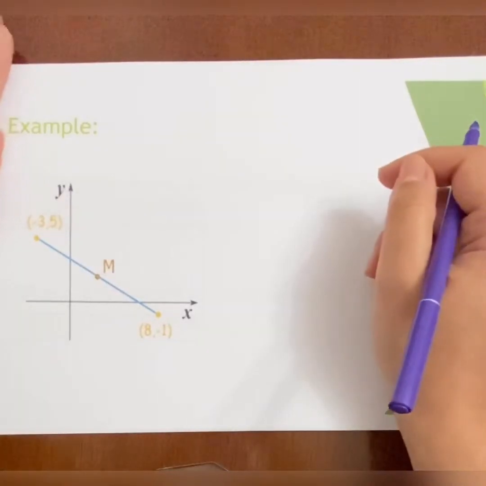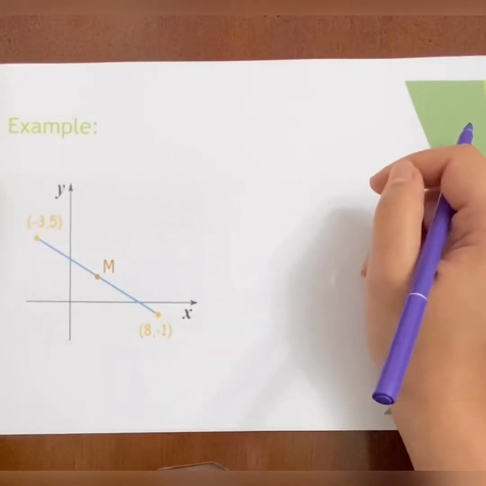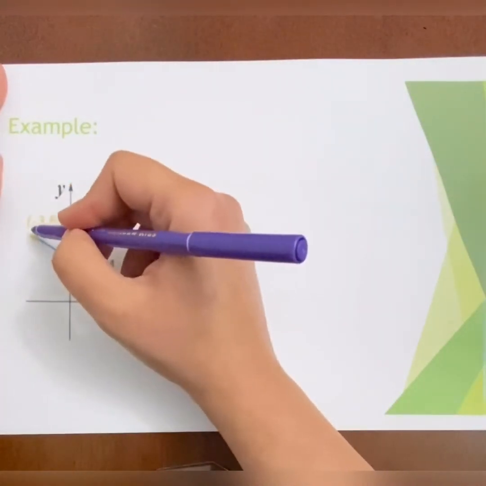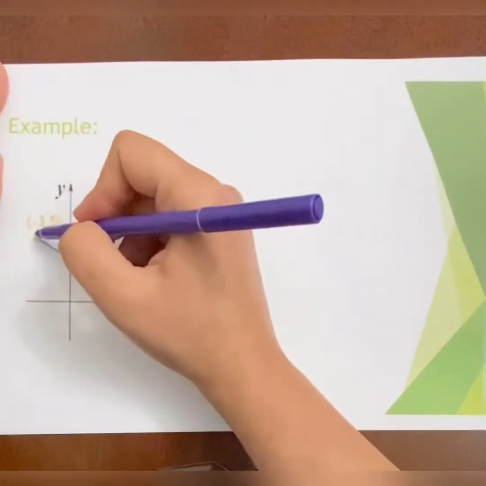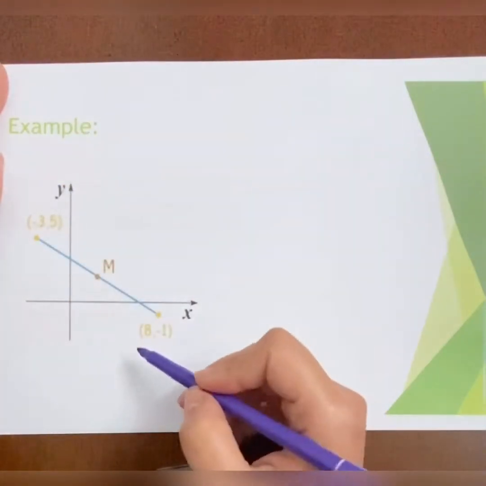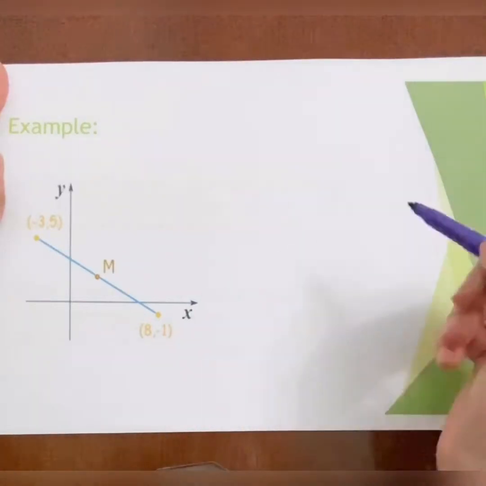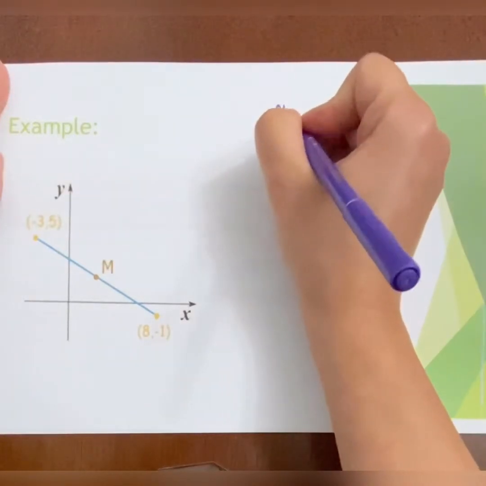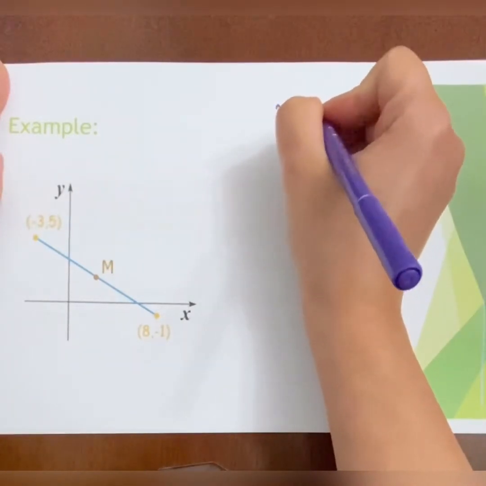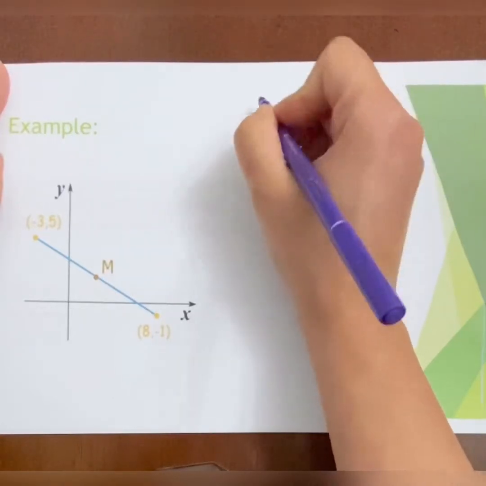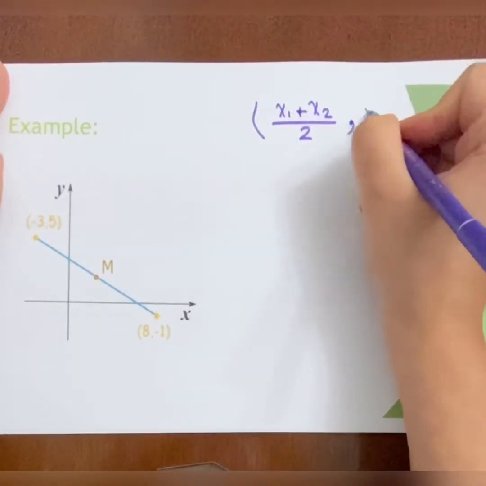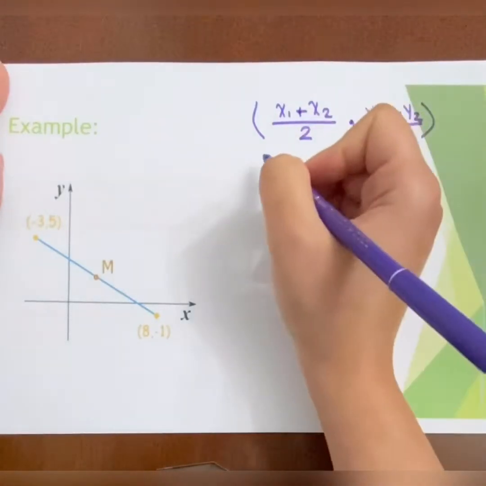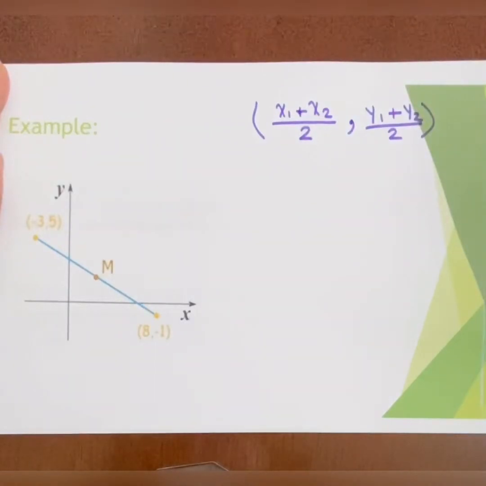In this example, we have a diagonal line segment. The two endpoints for our diagonal line segment are negative 3 and 5 here, and 8 and negative 1 here. I'm going to write the formula. It's x1 plus x2 over 2, y1 plus y2 over 2. All that to find the midpoint.